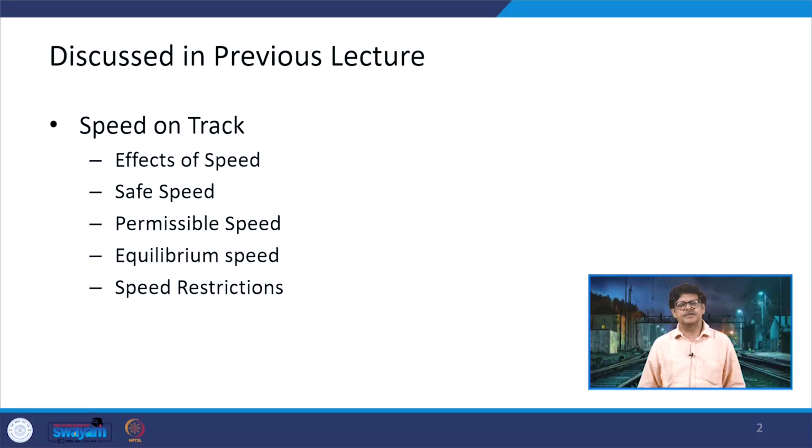Dear students and participants of the course on railway engineering, today we are going to discuss the circular curves which are provided on the railway tracks. If you remember, in the previous lecture we started discussing the speeds. The speed is one of the important elements in the geometrics which influences the various design features.